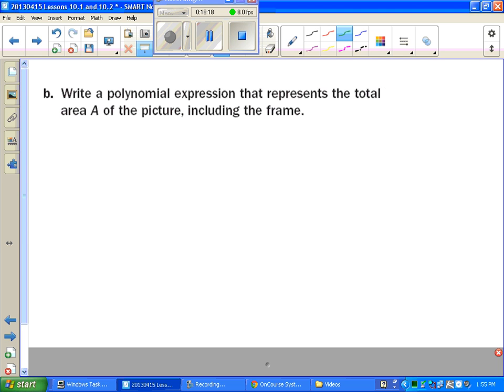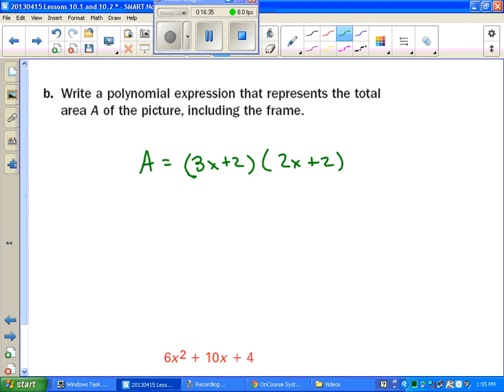It says write a polynomial expression that represents the total area. So area equals, we know it's 3x plus 2 times 2x plus 2. And when we go ahead and FOIL that out, 3x times 2x is 6x squared. 3x, that's our outer terms, times 2 is plus 6x. Our inner terms, 2 times 2x is plus 4x. And our last terms, 2 times 2 is plus 4.